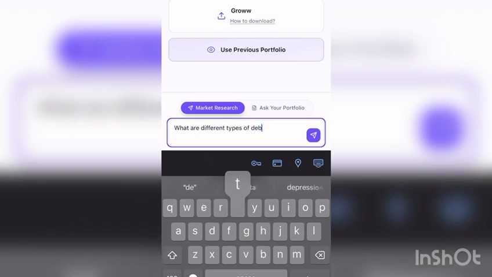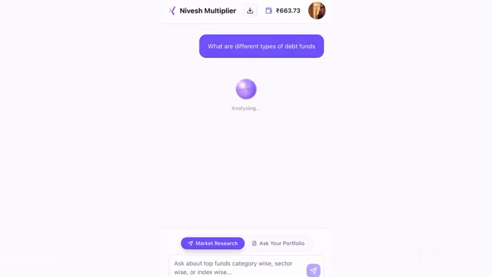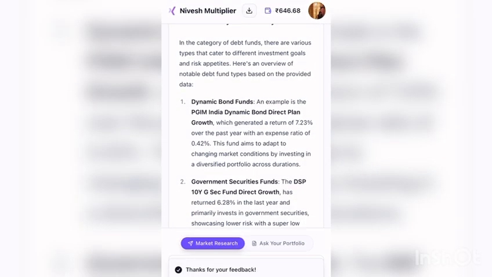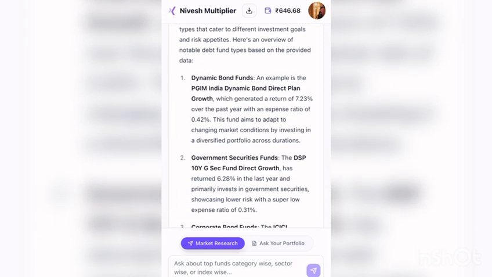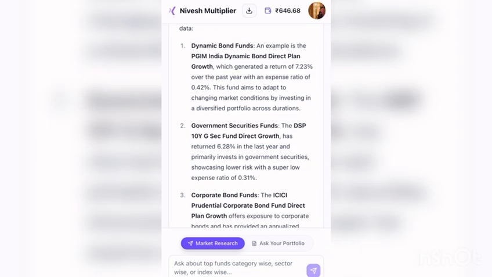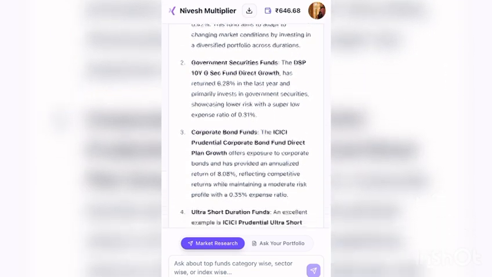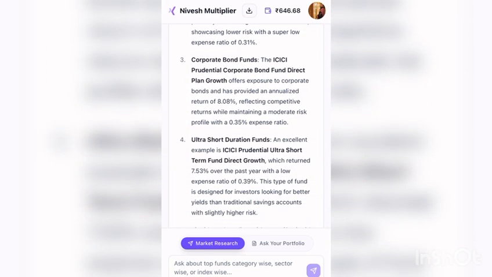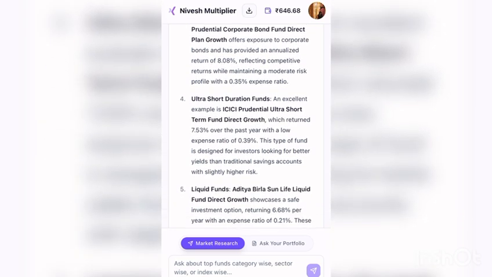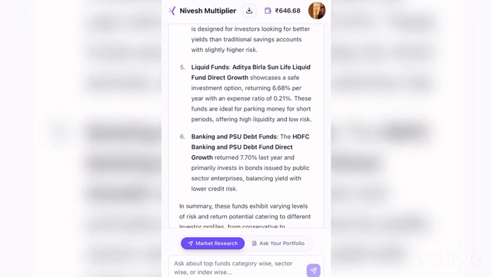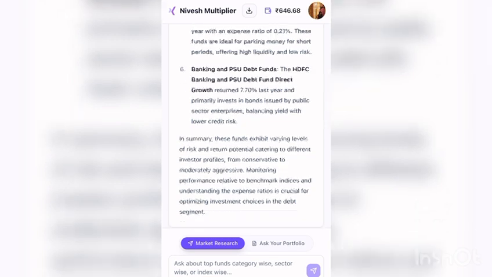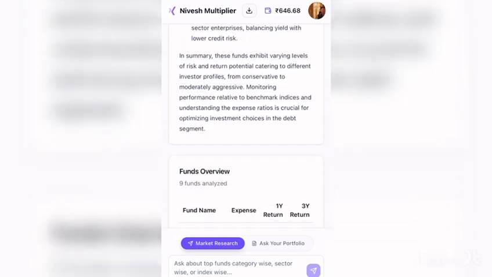So I'll start with typing what are the different types of debt funds. The AI will now tell me that there are different kinds of debt funds like dynamic bond funds. These are investing into diversified portfolios. Second is the government securities. Third is the corporate bond funds. Fourth is the short duration funds. Fifth is liquid funds, and sixth is government banking and PSU funds.